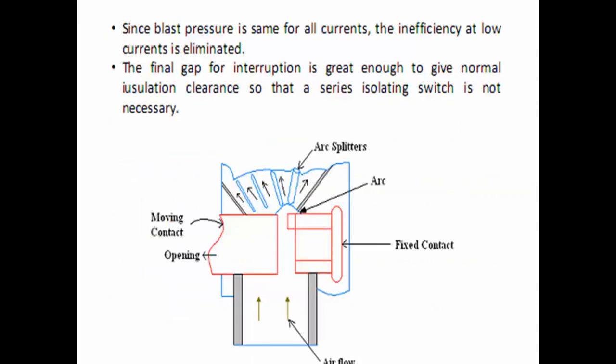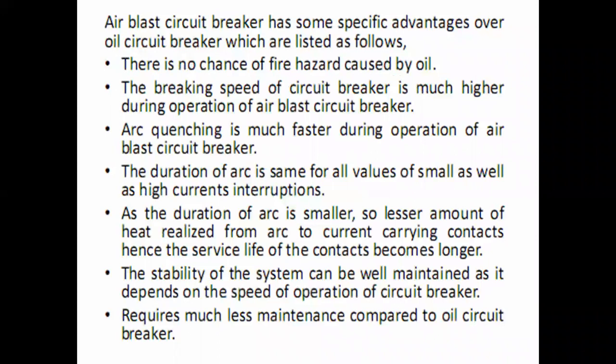You can see the pictorial representation here: you have a fixed contact on the right hand side, and a moving contact on the left hand side. In between these two red colored pieces, the fixed contact and the moving contact, you have an arc generated, and from the bottom airflow is passed. When the airflow is passed, this arc will be split, and when the arc is split, the arcing resistance increases, and with the increase in the arcing resistance, your current will reduce, and hence your arc will be extinguished within the minimum possible shortest time.